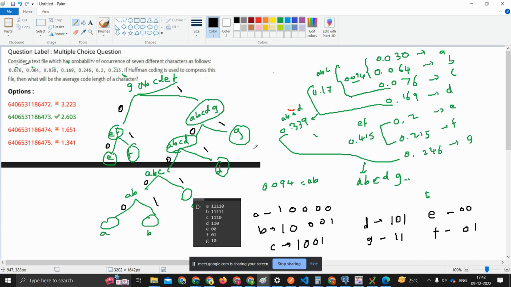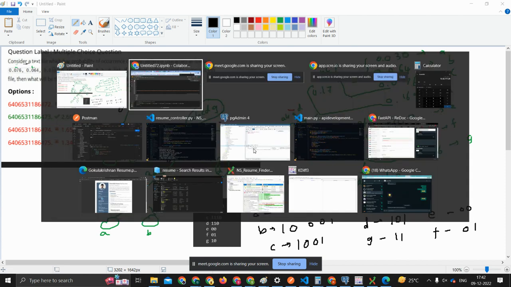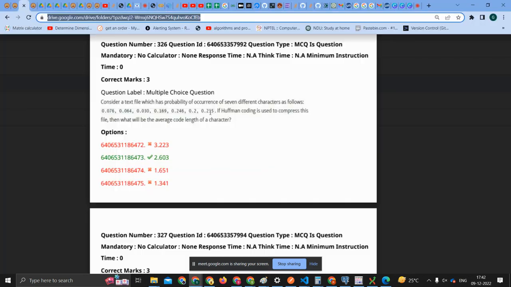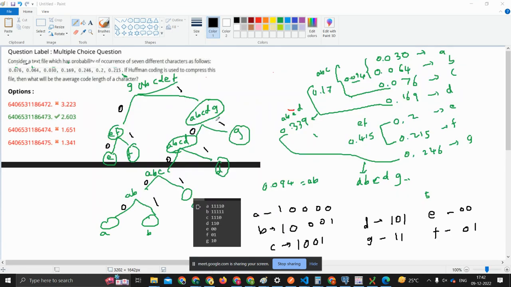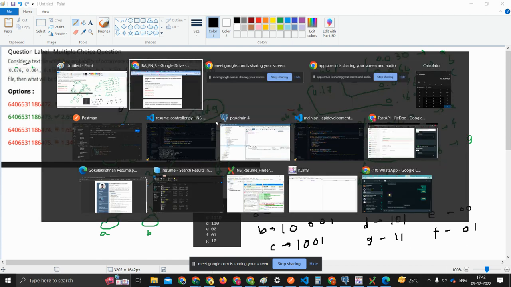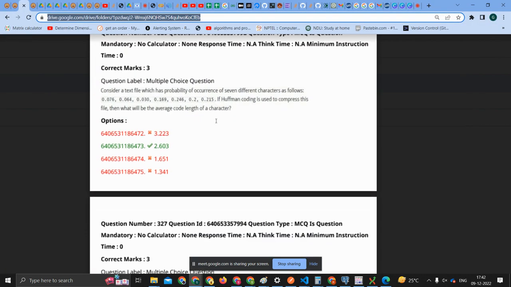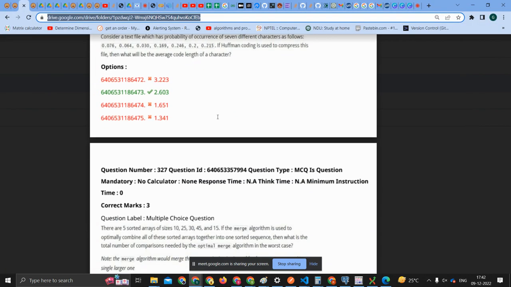So then let's stop now. That was a really good exercise. Just before closing, which question number is this? This is 326. So 326 we have completed, so we'll start with 327. I'll just put it in the group. 327.